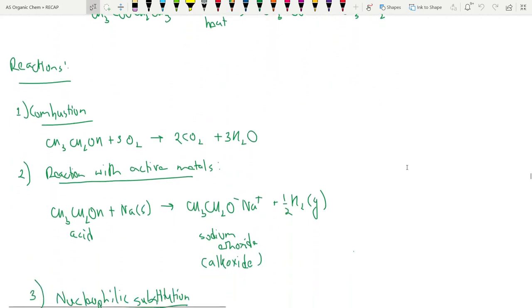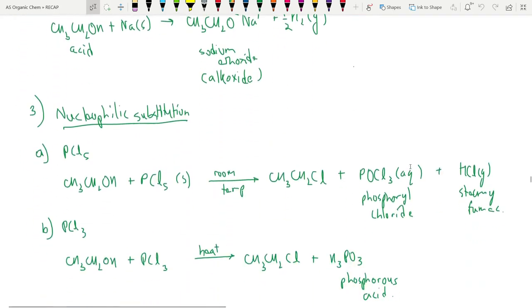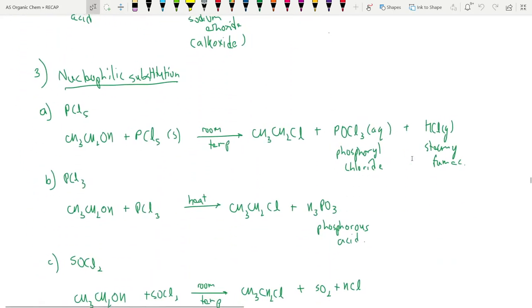What reactions do alcohols undergo? They will also undergo combustion to form carbon dioxide and water. They react with active metals to form alkoxides. For example, ethanol reacts with sodium to form sodium ethoxide. Why? The alcohol is slightly acidic. What about this? They also undergo nucleophilic substitution. Now I'm going to talk about these in detail.